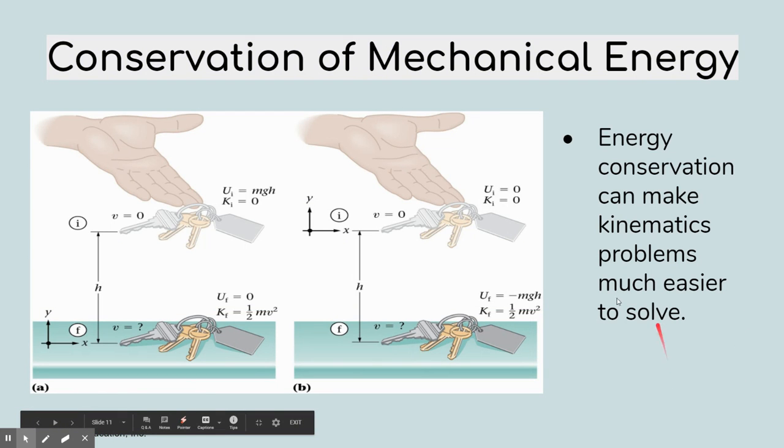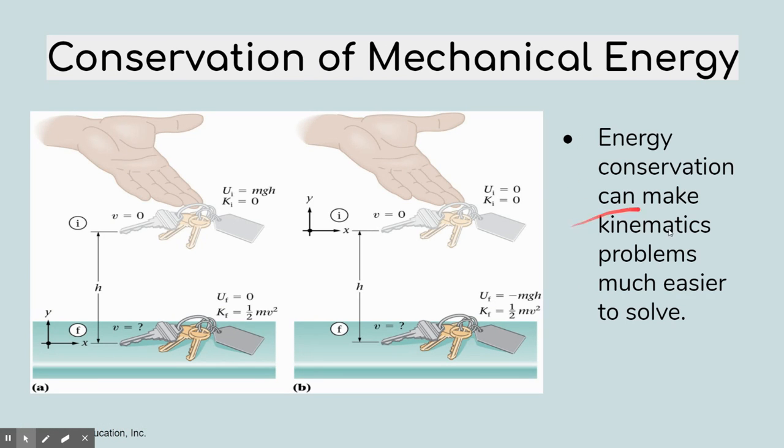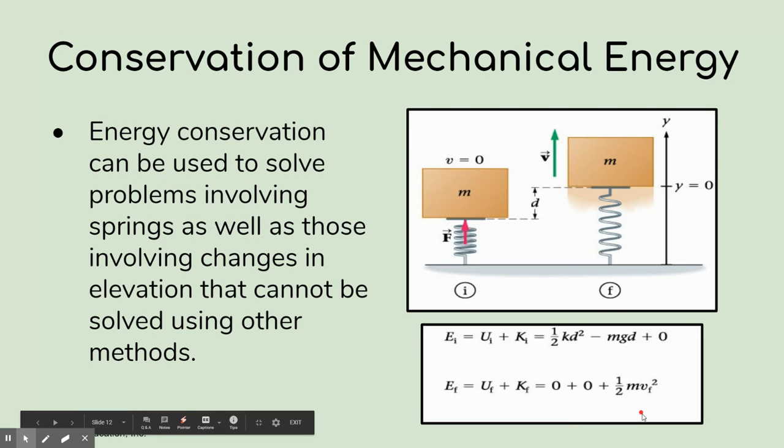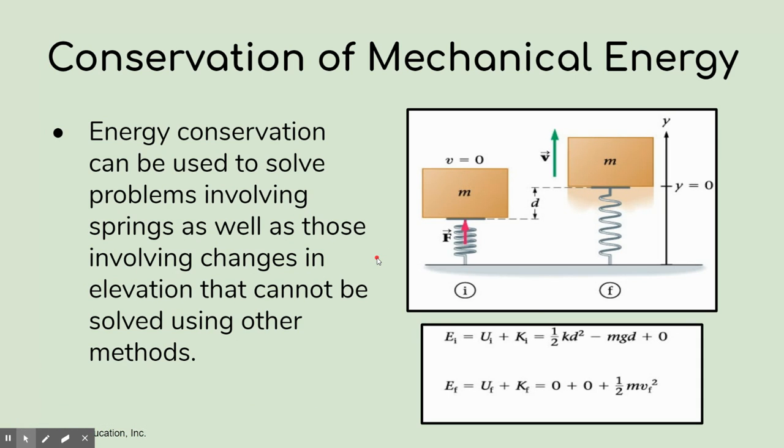Now, because we can say that our final mechanical energy is equal to our initial mechanical energy, this is going to allow us to solve for speed, and we will get into this in the application video. I just wanted to mention it right now. So energy conservation can also be used to solve problems with springs, as well as problems involving changes in elevation. And these are problems that we can't solve with other methods. Now, how is that possible?